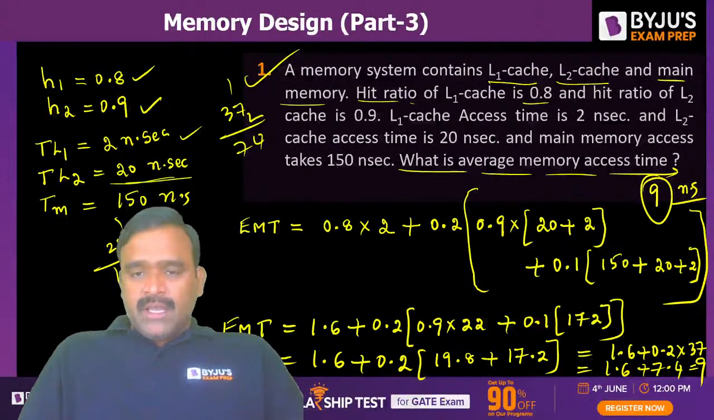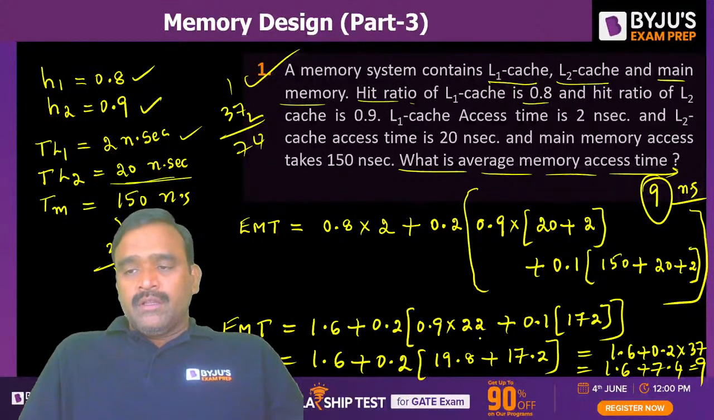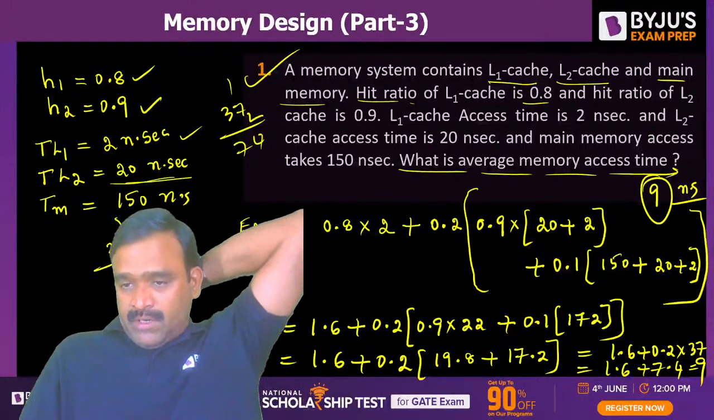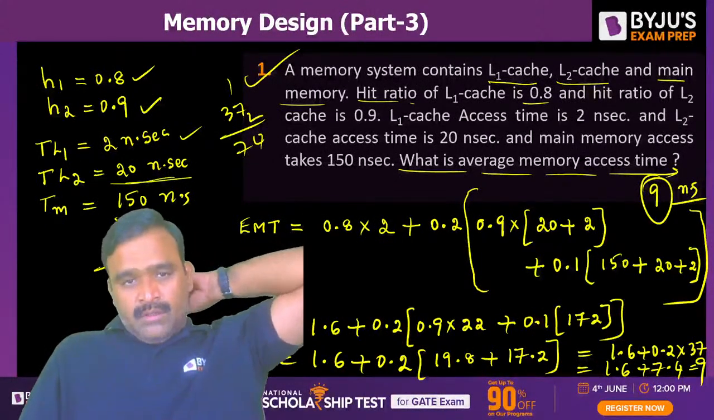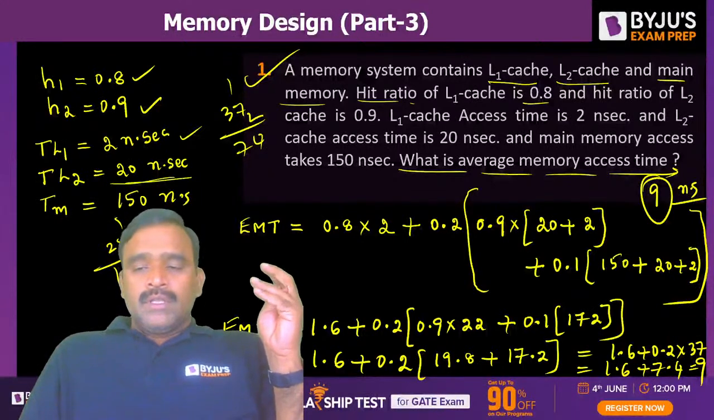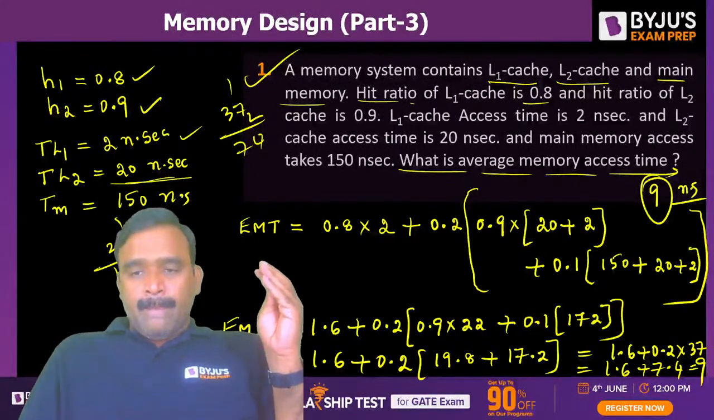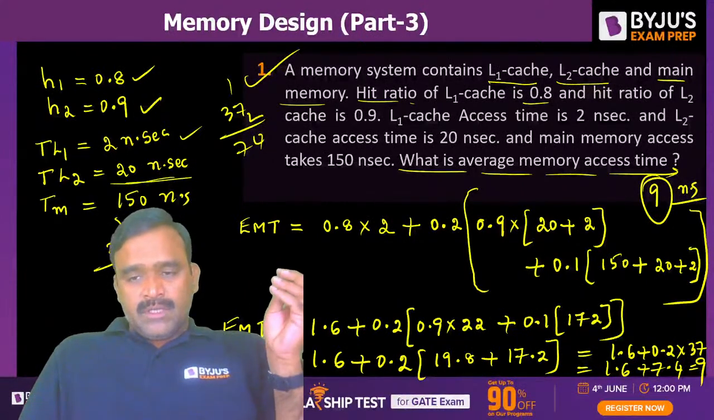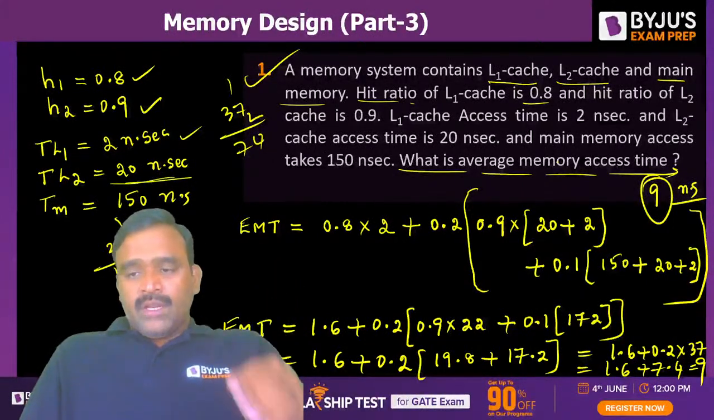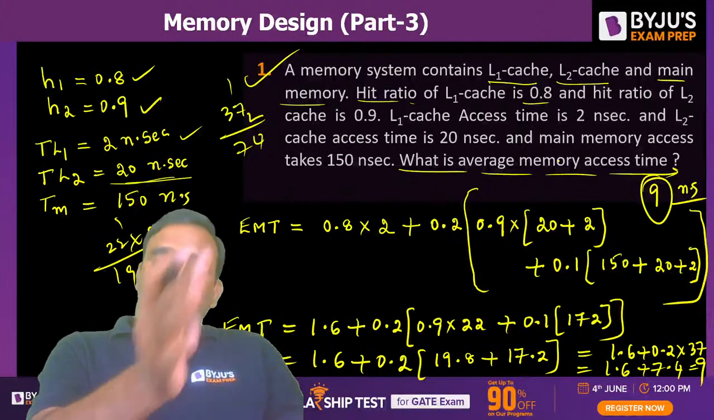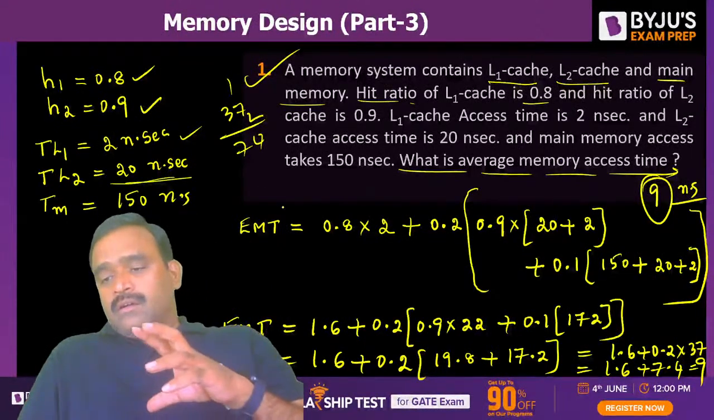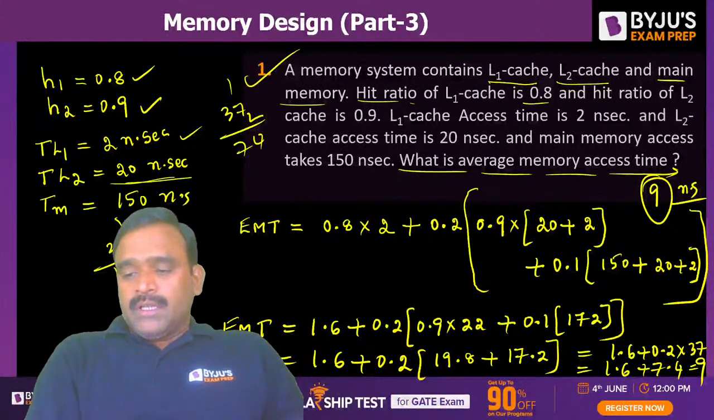Everybody okay with this? Is this calculation correct? Any mistake, please let me know. Are you following this? Shall I go for the next? 19.8 plus 17.2 is taken as 37, and 0.2 into 37, 7.4. 20% of 37 is 7.4. 1.6 plus 7.4 is 9. Exactly round figure 9 we got. That is how we calculate the effective memory access time when there are different levels of memories.